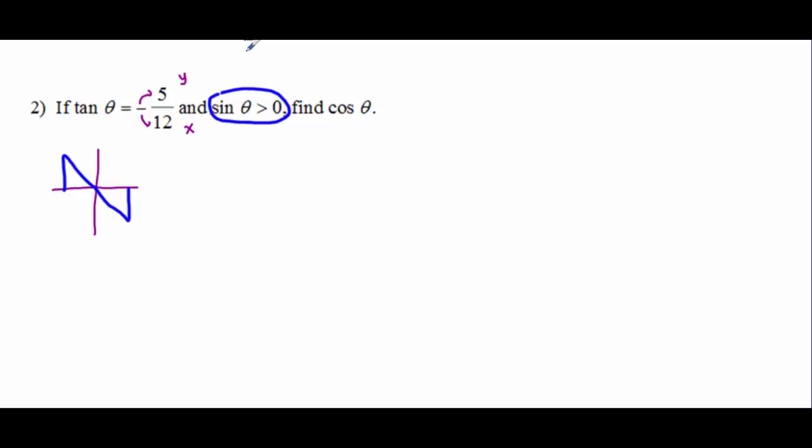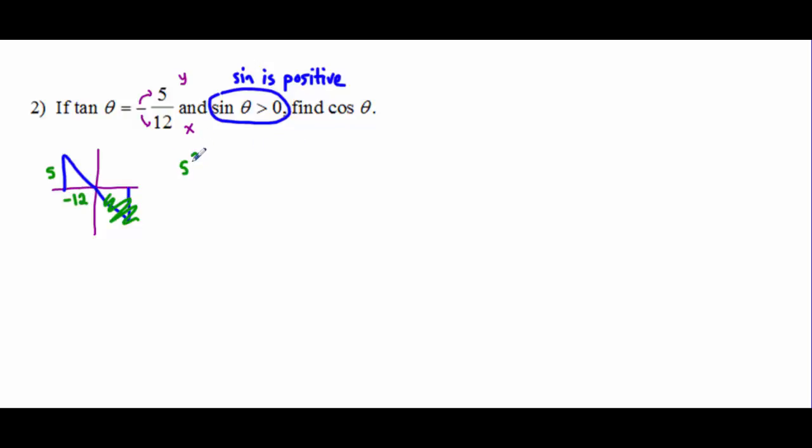Sine theta is greater than 0 means that sine is positive. And so if sine is positive, then that means that y is positive, which means our triangle is the one that's in the second quadrant, not the one in the fourth. So my y value is 5 and is positive because it's going up. My x value is 12 and is negative because it's going left.